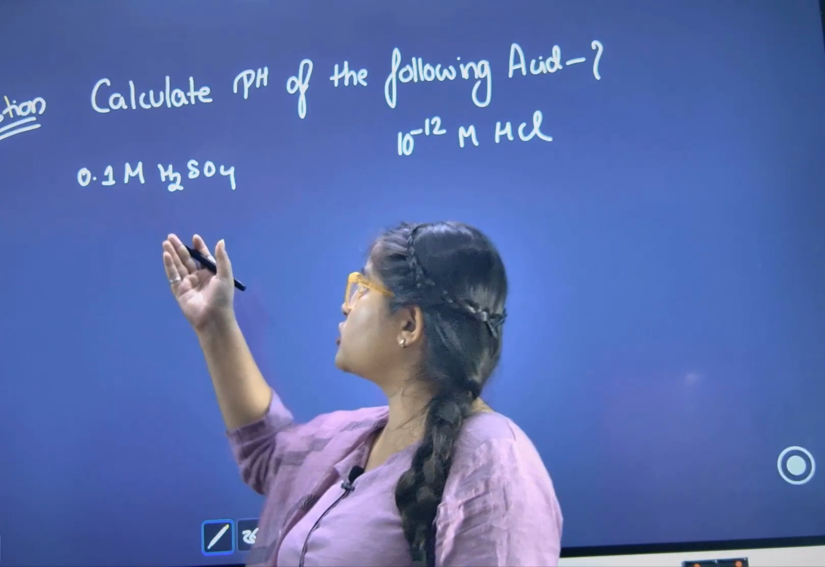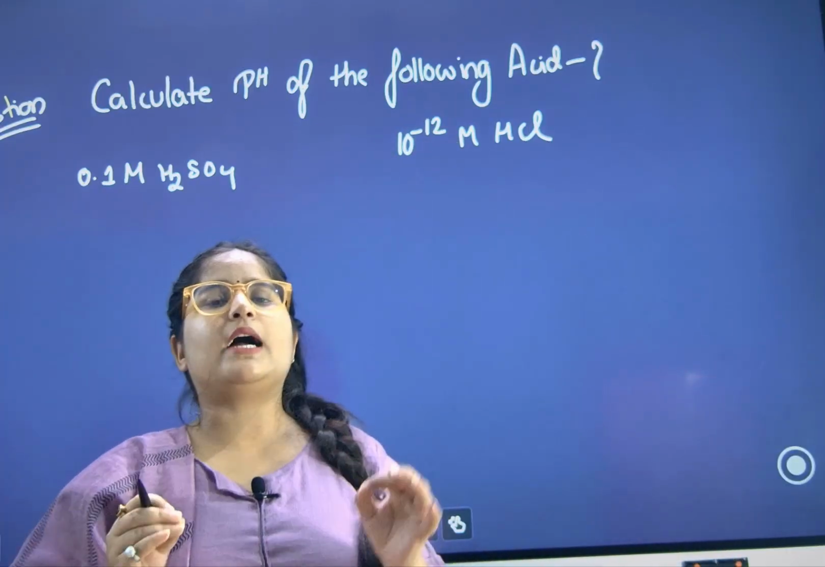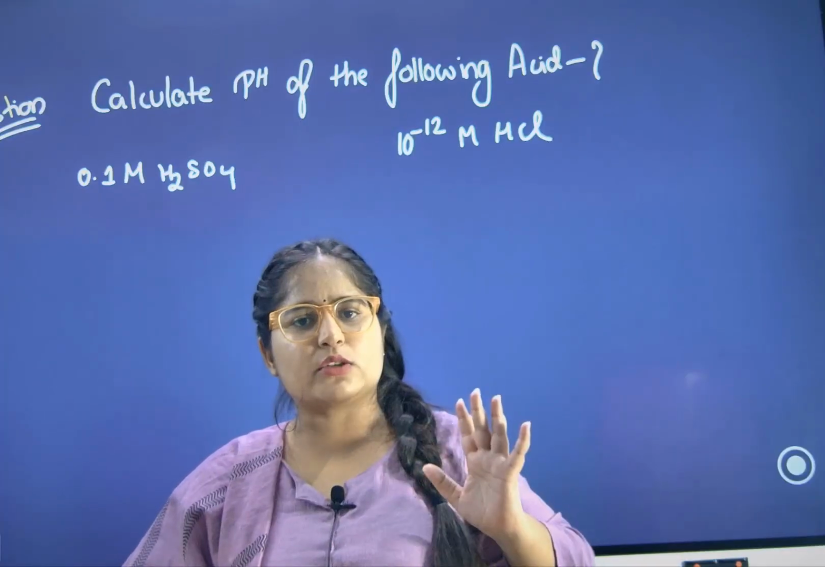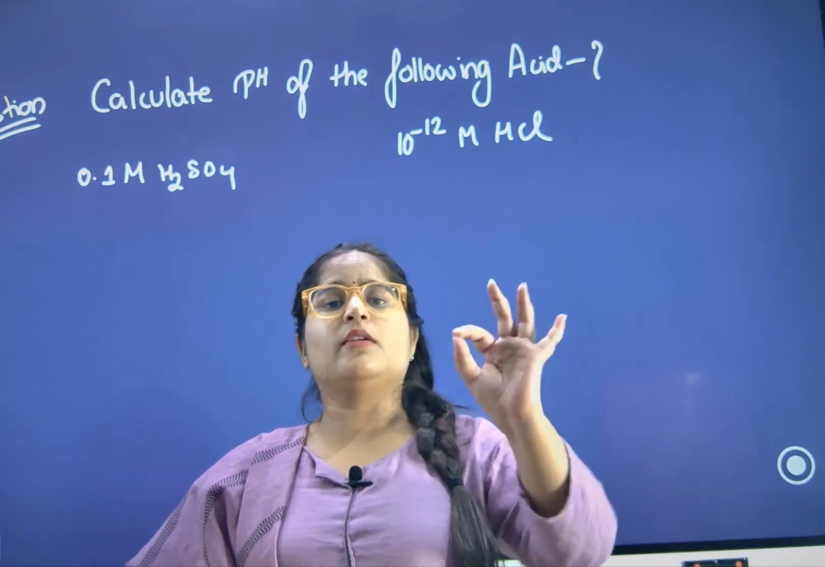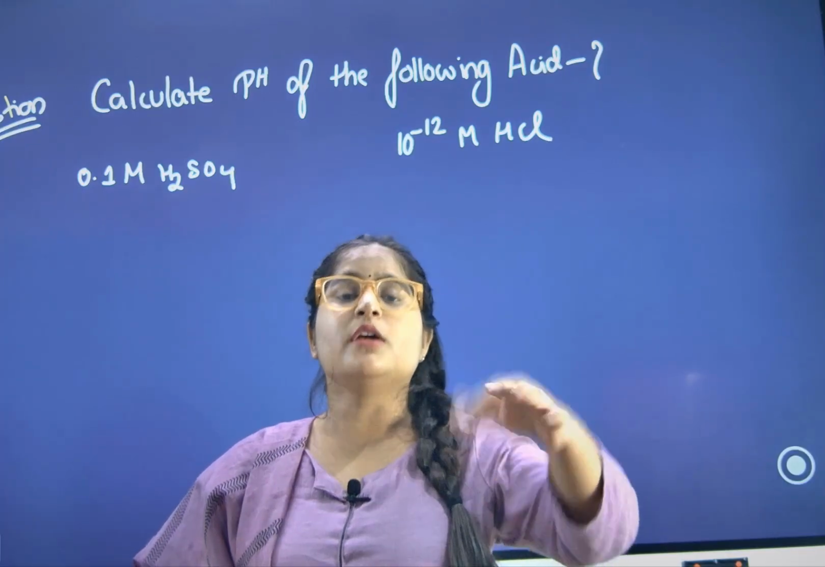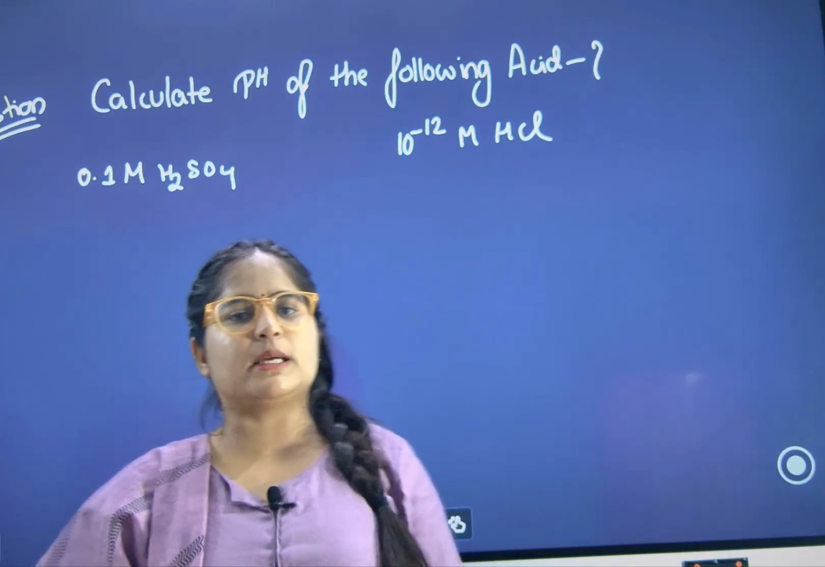Okay, so let us solve this question. Calculate the pH of the following acid. Whenever you are seeing an ionic equilibrium question, first you check what is given, acid or base. Once you have checked that, then you check whether it is a strong acid, strong base, weak acid or weak base. Accordingly, we will apply our concept and the formula.